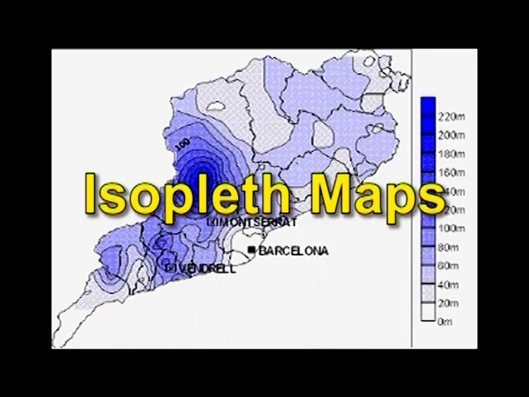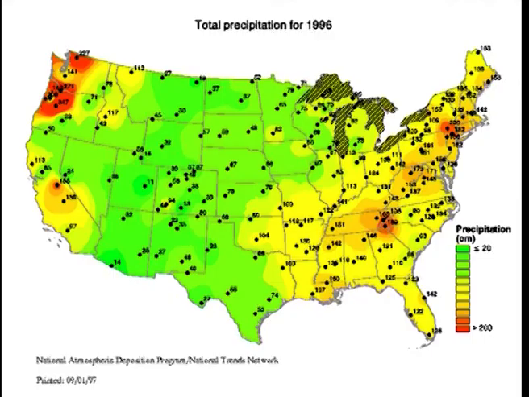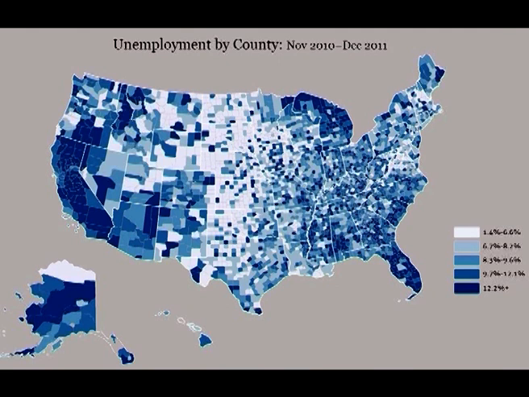Isopleth Maps. Isopleth maps generalize and simplify data that has a continuous distribution. Unlike choropleth maps, the data is not confined to a predefined unit such as a country. These maps are great for showing gradual change, since there are no set boundary lines that will cause an abrupt change. The data is shown by a series of lines called isopleths that connect points of equal value.